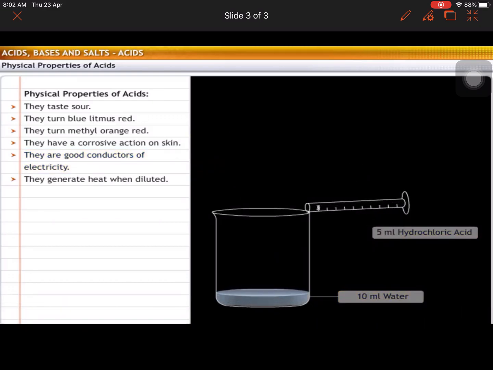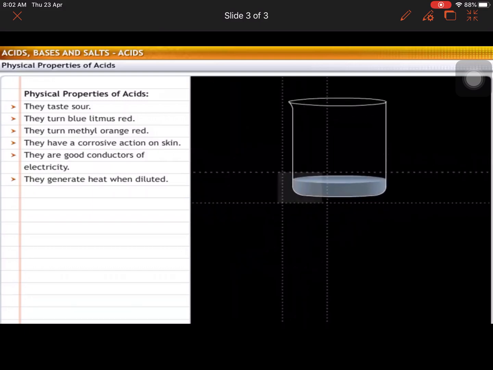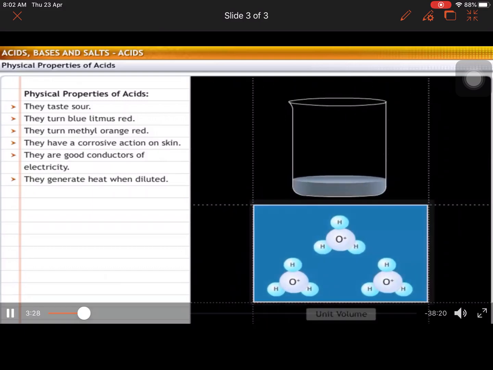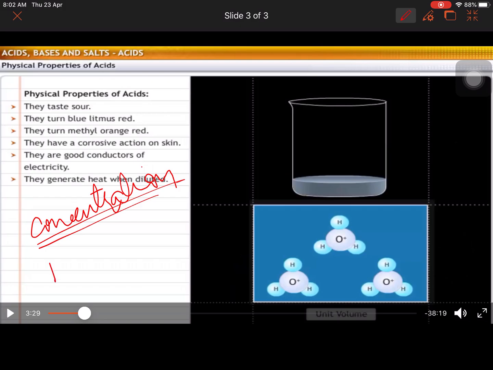Mixing an acid with water reduces the concentration of hydronium ions of the acid per unit volume. Now this term, concentration, right? Concentration means what? How much amount is in water.